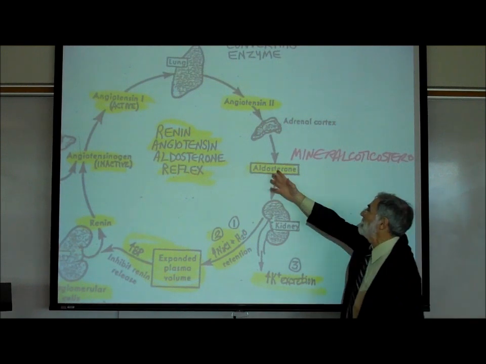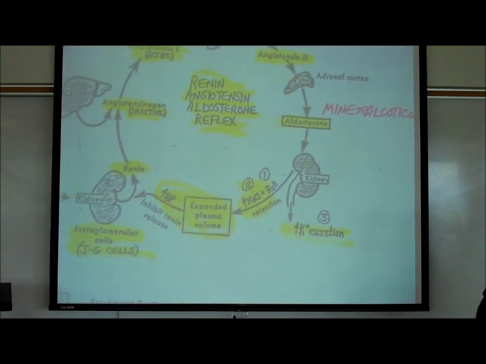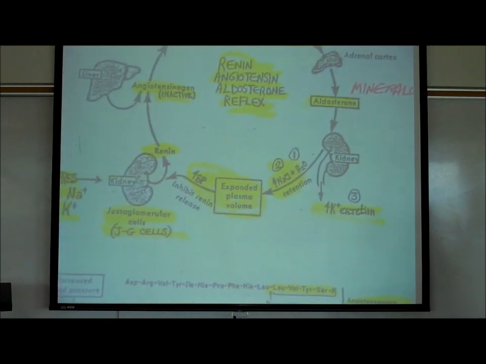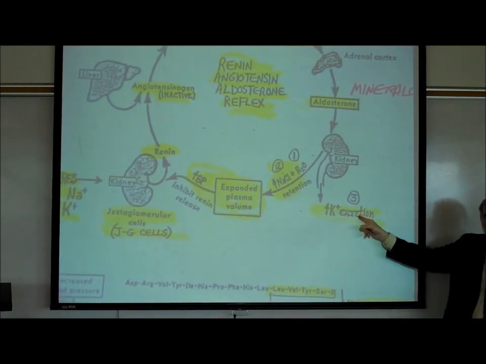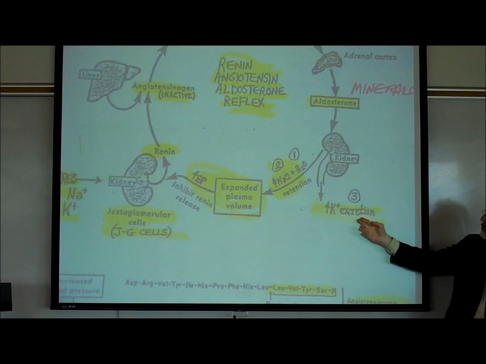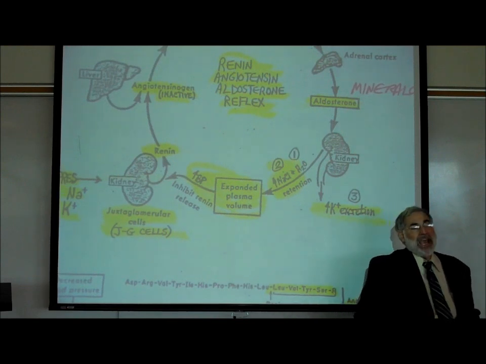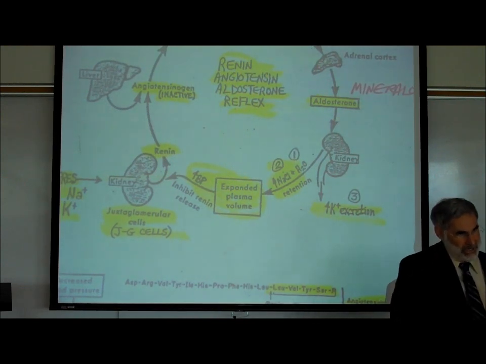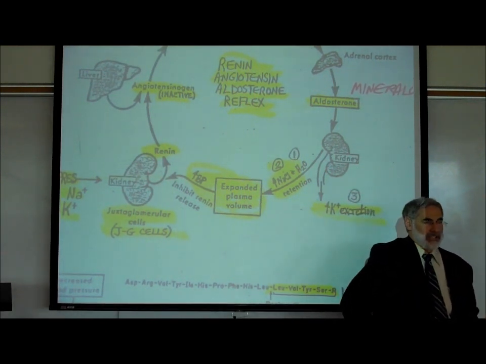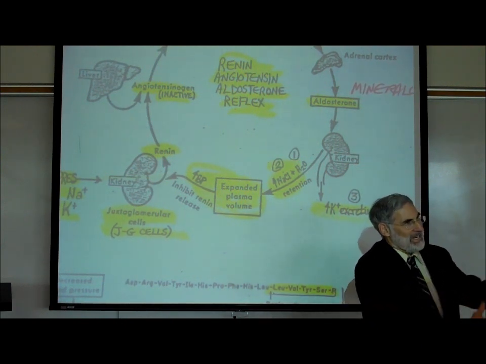Now, aldosterone is secreted into the bloodstream by the adrenal cortex, and it affects the kidneys. And what does it cause the kidneys to do? It causes the kidneys to do three things. Number one, and I'm going to start with number three here. One of the things that the aldosterone causes the kidneys to do is to increase potassium excretion. It causes the potassium in the bloodstream to be excreted out of the bloodstream into the urine. So what is it doing to the amount of potassium in your blood? It's lowering it. It's causing the potassium in your blood to be excreted, to eliminate it, to get it out of your urine, to get it out of your body.